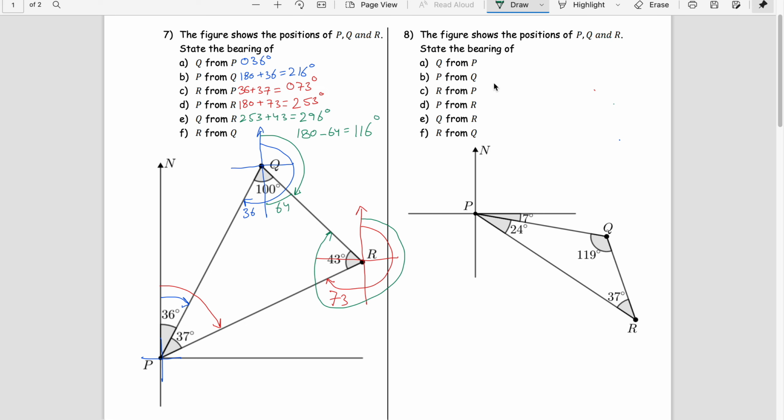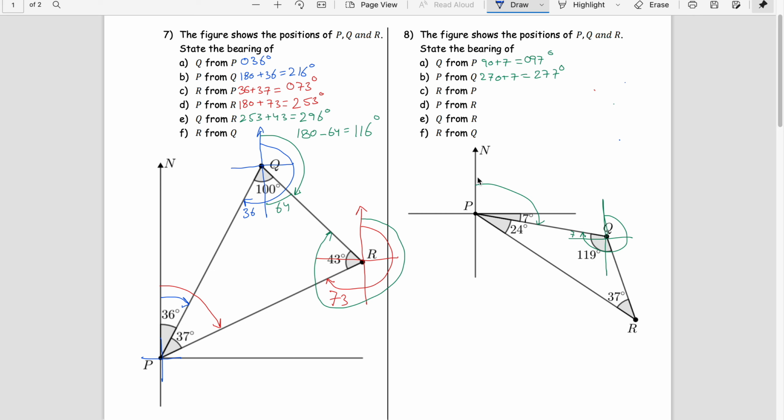Let's have a look at this question. Bearing of Q from P. So this is this complete angle, which is 90 plus 7, making it 097 degrees. Second part, P from Q. So you draw this line here. Bearing of P from Q is this complete section. So bring this 7 right here as alternate angles. So this is 270 plus 7, making it 277 degrees.